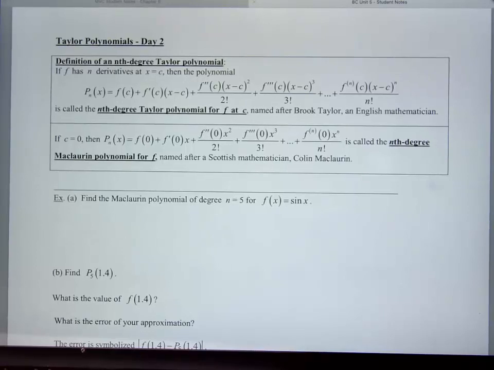All right, today we are going to do day 2 of Taylor Polynomials. I understand several of you were not here yesterday. We're going to do a very quick recap, and I'll let you guys help me out since my voice is kind of iffy. Who can tell me what a Taylor polynomial is used for?